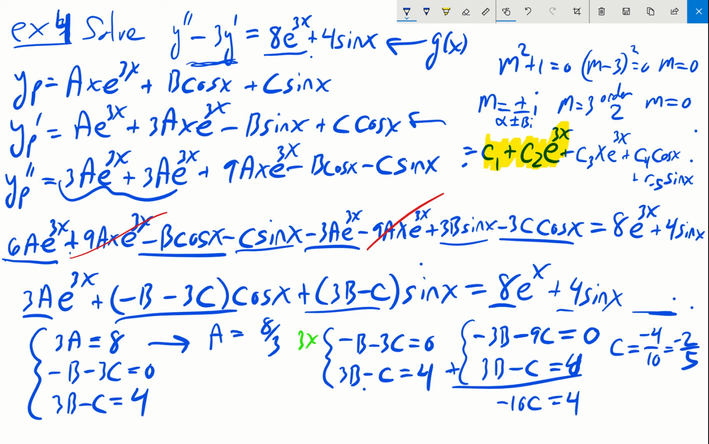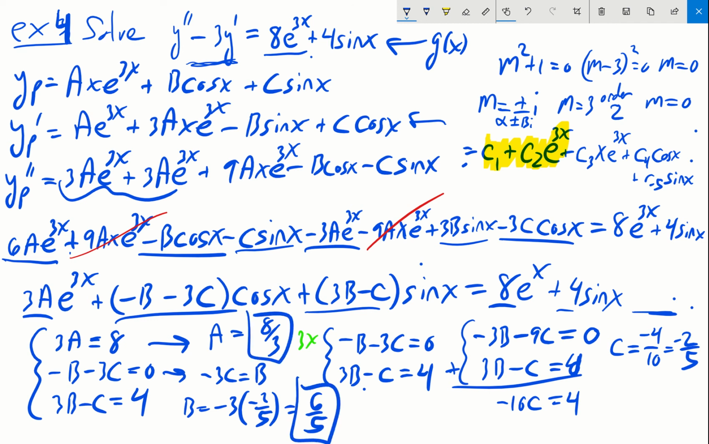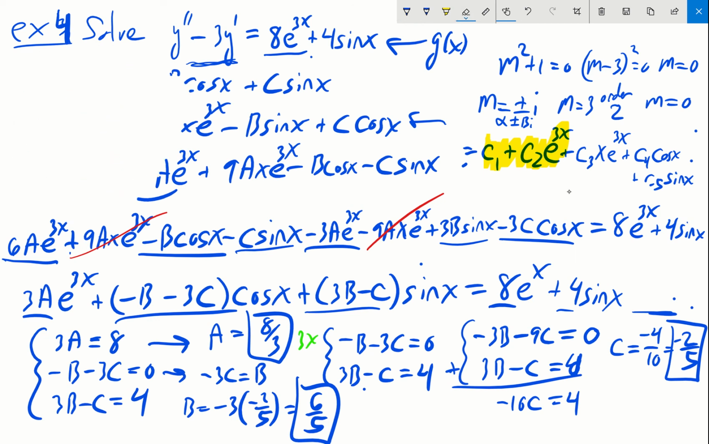We can plug that now in to solve for B. In particular, if I come over here, if I add B to both sides, then I find that B is simply going to be negative 3 times C. So negative 3 times negative 2/5 should give us positive 6/5. So A is 8/3, B is 6/5, and C is negative 2/5. And that gives us our general solution.